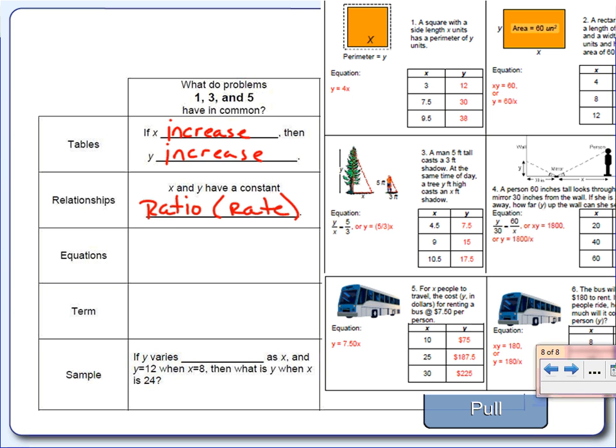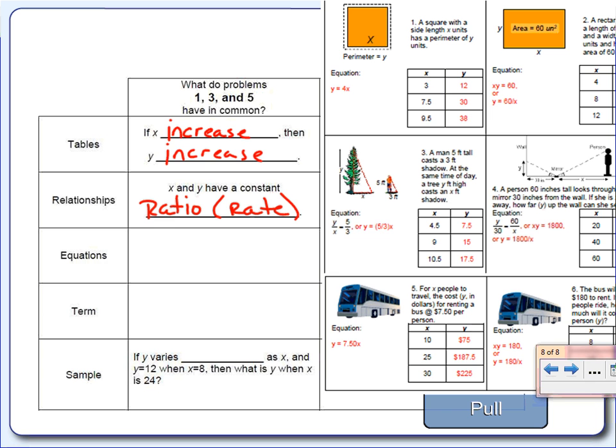So on this first example, the constant ratio or rate was a 4. On number 3 here, the constant ratio or rate was 5/3. And on number 5 down there, the constant rate or ratio was the 750. It was always the same thing over and over and over. We were multiplying by a 4. We were multiplying by 5/3. We were multiplying by a 750. It was always the same thing. It had a constant ratio or rate.